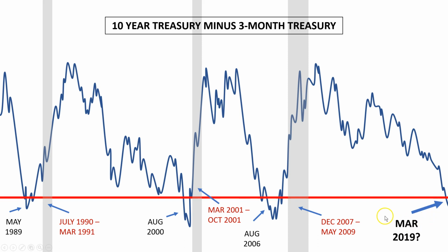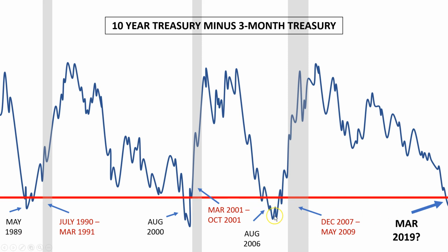So what does this mean? Historically, what that would indicate is that sometime within the next 12 to 18 months we would enter into a recessionary period. As you can see happening here, followed by a recession, a dip here, followed by a recession, a dip here, followed by a recession, and then we have just now had another dip.